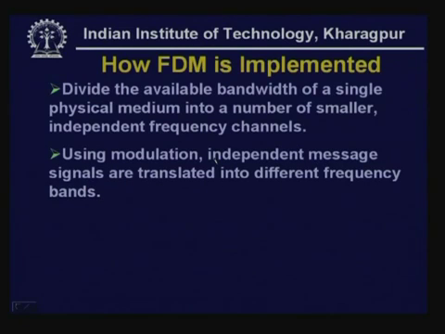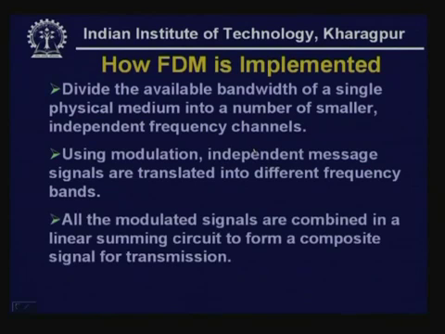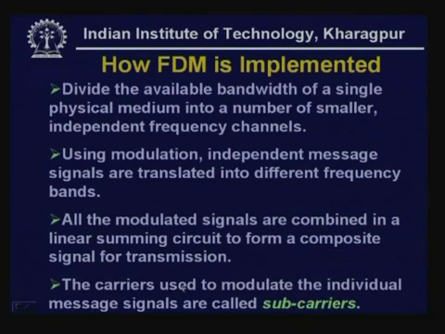As we have seen, by using the modulation technique, that can be done, because modulation allows narrow banding, and by narrow banding they can be translated to different frequency bands. All the modulated signals are then combined by using a linear summing circuit to form a composite signal for transmission through a medium. And obviously, you will require a number of carriers to modulate the individual message signals, which are known as subcarriers.